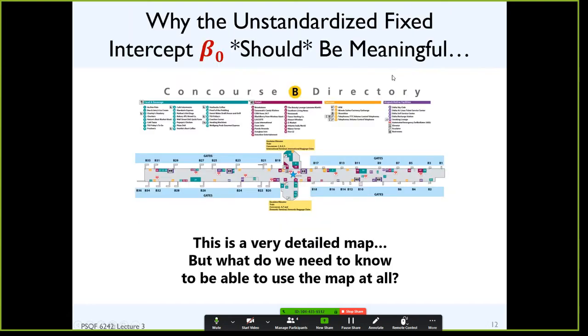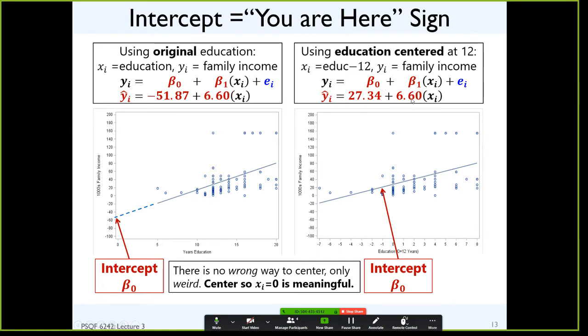We're going to center this. So we talked about Atlanta's airport. We need the "you are here" sign. So we want the fixed intercept, my beta 0 here, to be a useful "you are here" sign, a useful reference point for how you talk about changes in x relative to that for the rest of the model.